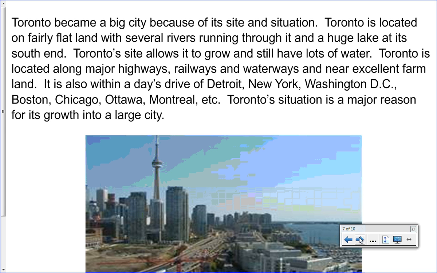Toronto became a big city because of its site and situation. Toronto is located on fairly flat land with several rivers running through it and a huge lake at its south end. Toronto's site allows it to grow and still have lots of water. Toronto is located along major highways, railways, and waterways, and near excellent farmland. It is also within a day's drive of Detroit, New York, Washington, D.C., Boston, Chicago, Ottawa, Montreal, and the list goes on. Toronto's situation is a major reason for its growth into a large city.